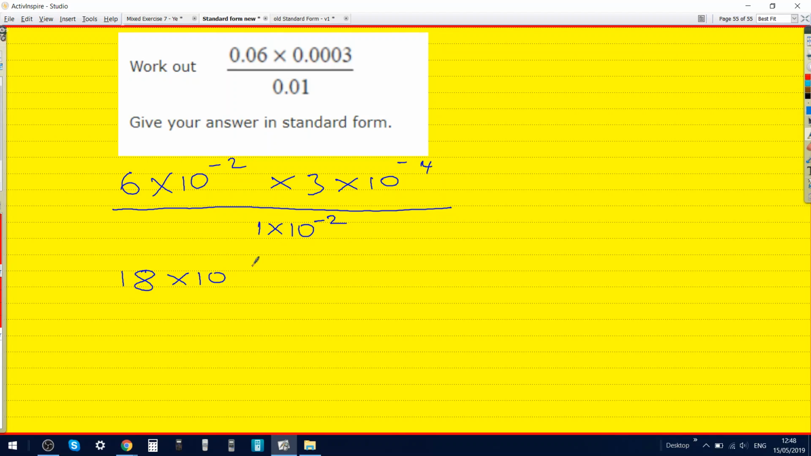times 10 to the power of, so we've got the minus 2 plus minus 4. So we're going up, so up 2 and then up another 2. So that would be plus 4. This is plus minus 4, so you're adding a negative. Alright. Adding a negative. Oh yeah, sorry. So we're going down. So it will be minus 6. 10 to the power of minus 6. Mm-hmm. So that's what's on top. Divided by 1 times 10 to the power of minus 2. So that goes underneath.